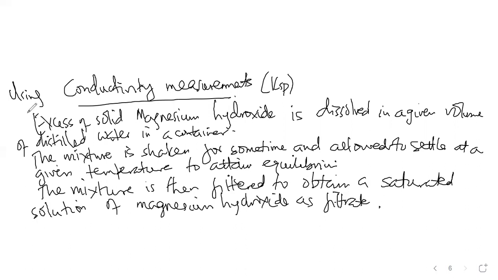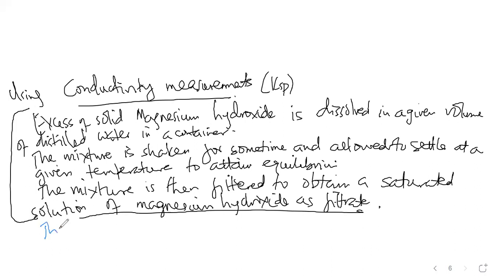So in all experiments, this is the starting part. Things begin to change after this point, depending on which method you're going to use. So if it was direct titration, then you could be doing titration as the next point here. But when we are using conductivity measurements, the procedure slightly changes here. So what are we going to do next?